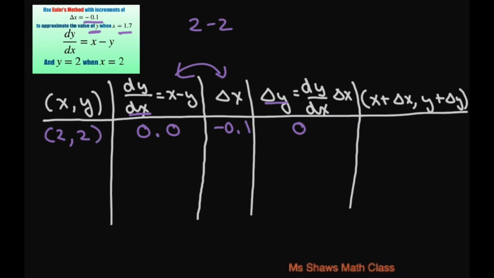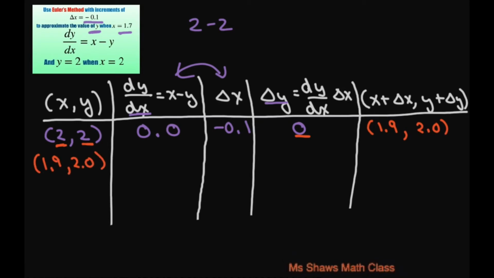All right. And then you're going to find your new values. So we have x minus 0.1, which is going to be 1.9, sorry. And then we take y plus your 0. This is your delta y, change in y, and that's going to give you 2. So basically we're at the same place on the y, but on our x we're at 1.9. So let's copy down our new point, 1.9, comma 2.0.